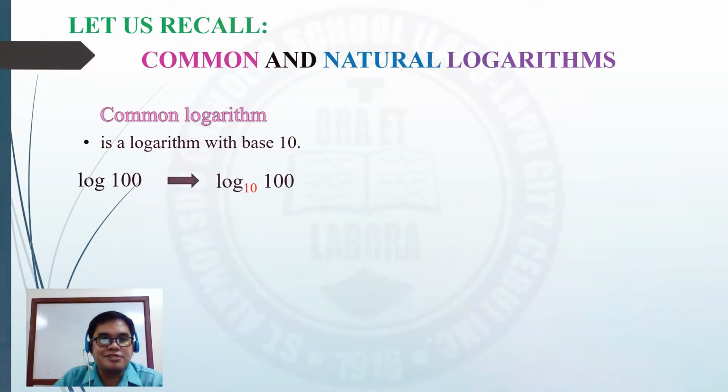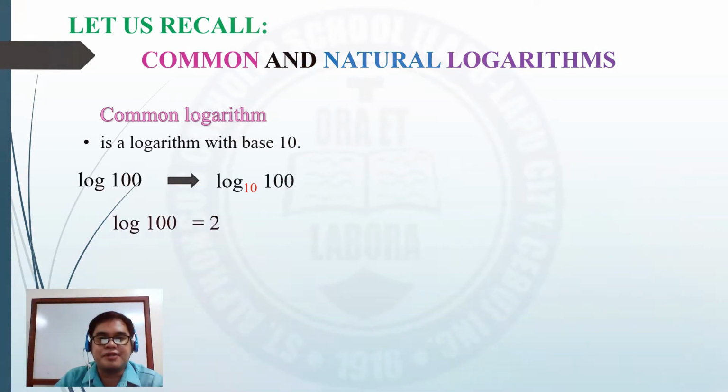On a calculator, it is the log key. It is how many times we need to use 10 in a multiplication to get our desired number, and it is read as the common logarithm of 100, or the logarithm of 100, is equal to 2.